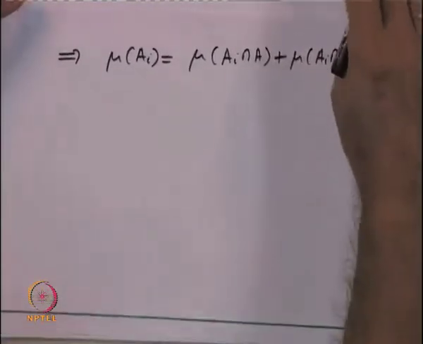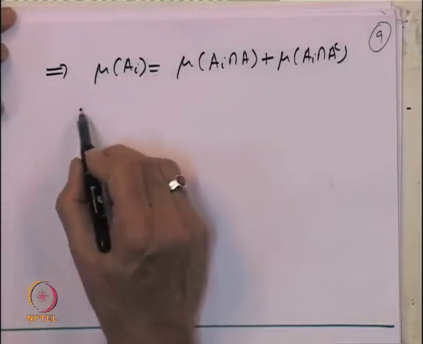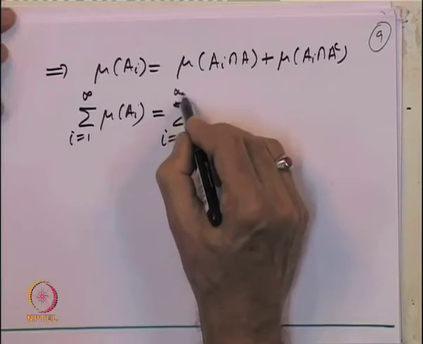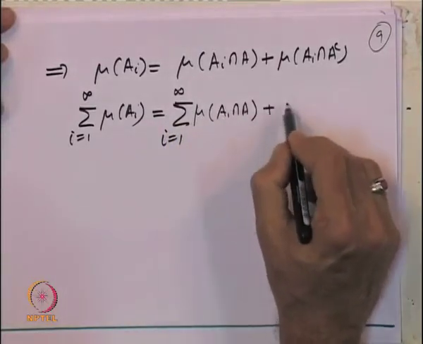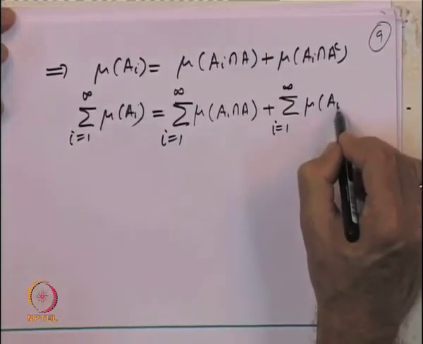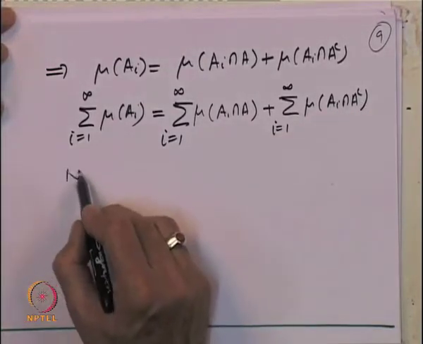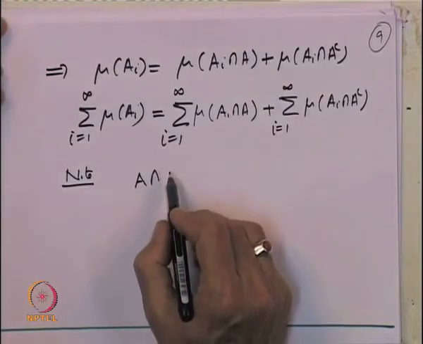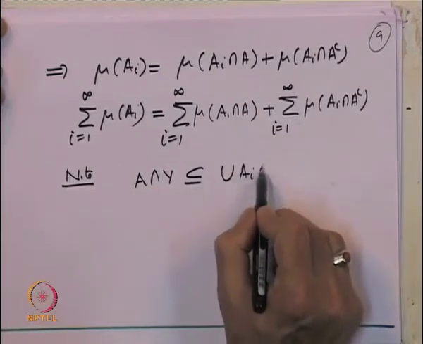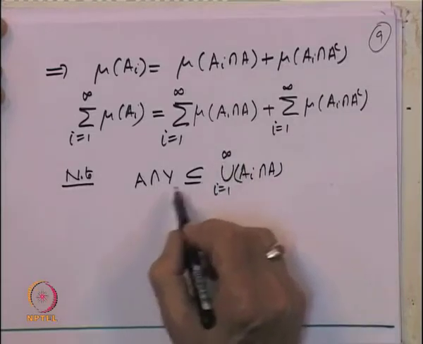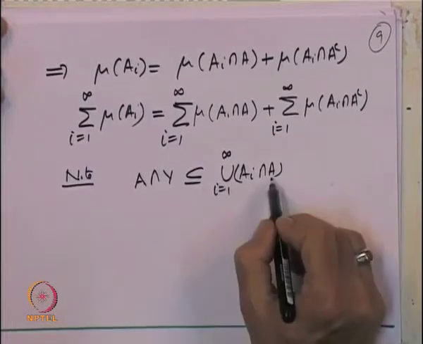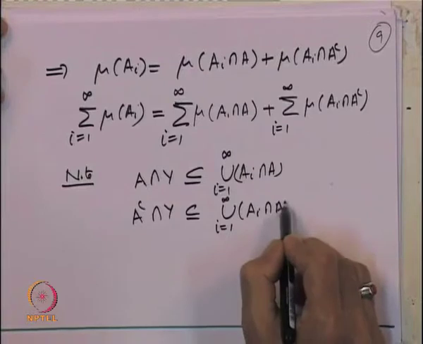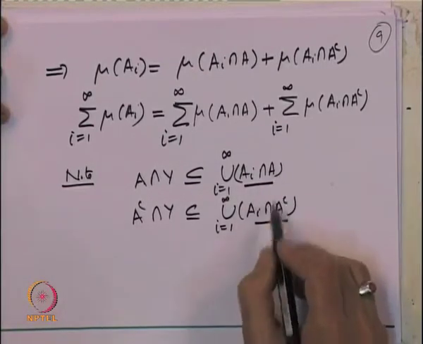So, that means the summation of mu of A i, i equal to 1 to infinity, is equal to the summation i equal to 1 to infinity of mu of A i intersection A plus the summation i equal to 1 to infinity of mu of A i intersection A complement. And now, let us note that the set A intersection y is covered by the union of A i intersection A, i equal to 1 to infinity, because y is covered by the union of A i's. So, A intersection y is covered by this, and A complement intersection y is covered by the union of A i intersection A complement, i equal to 1 to infinity, and these are sets in the algebra, because A belongs to the algebra. That is a crucial thing.